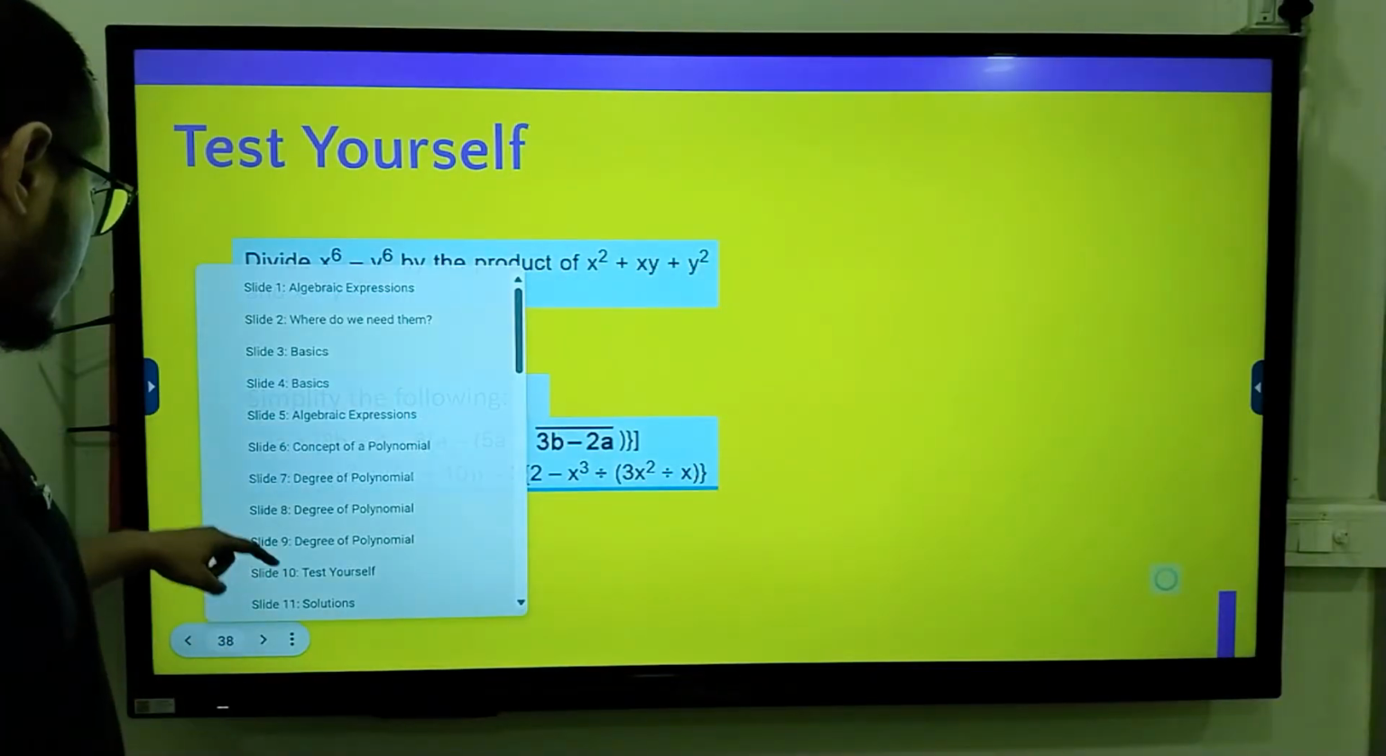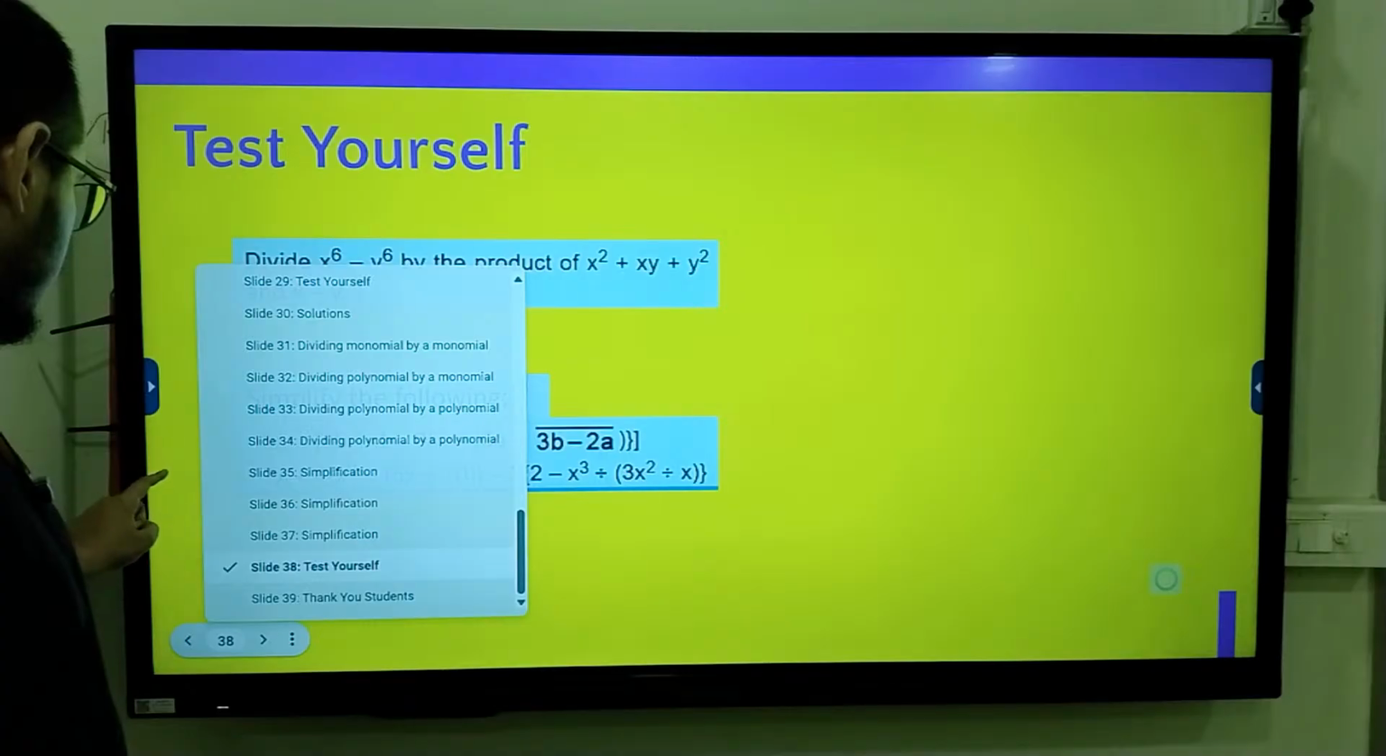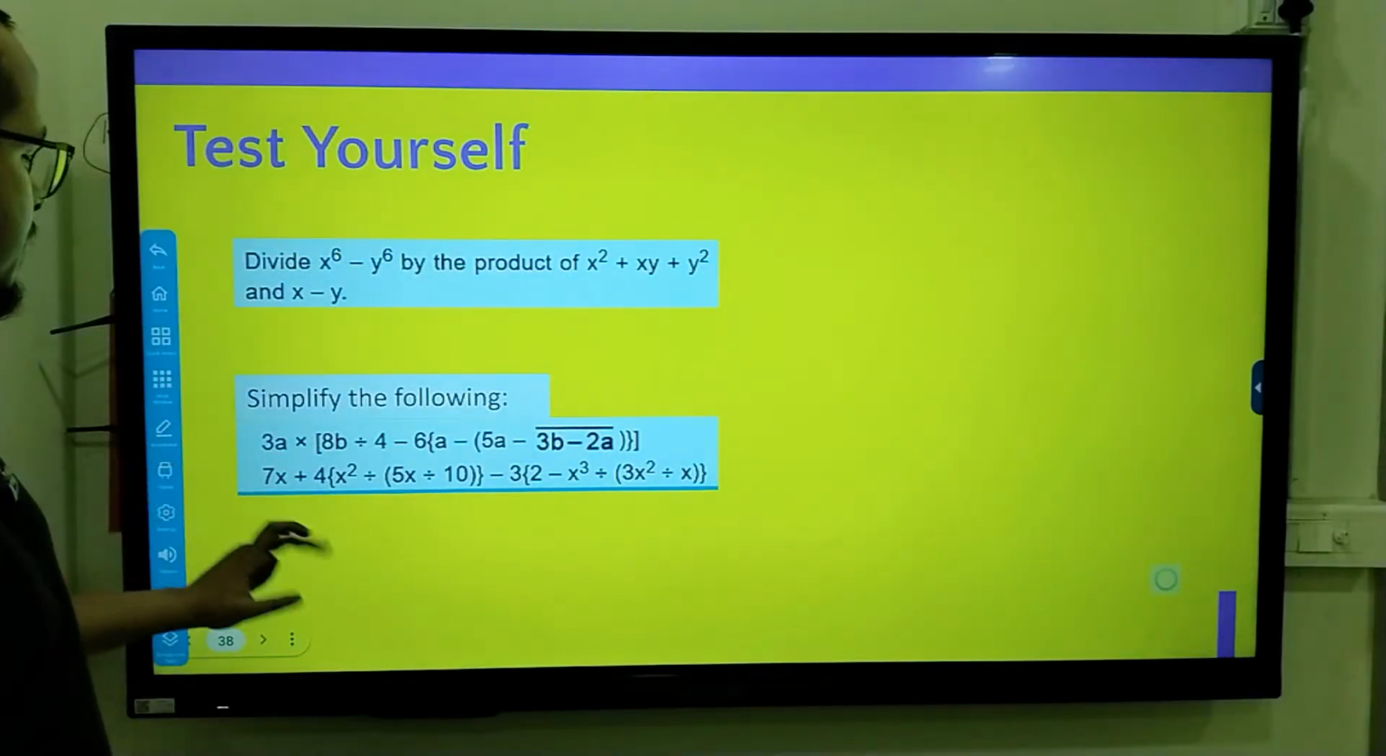1 second guys, let me see one thing. Okay, chalo. Let's solve for the second one.